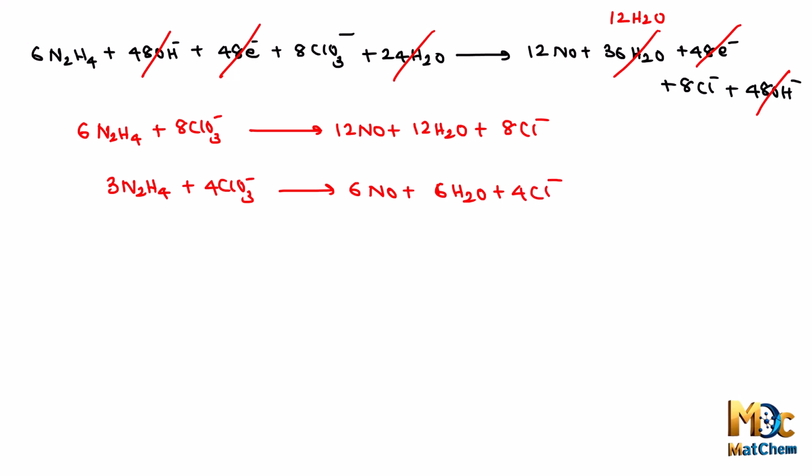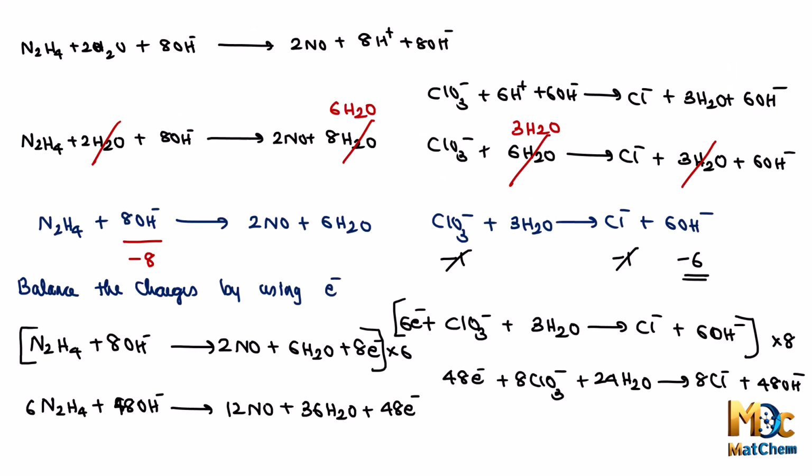Now you can simply check whether the equation is balanced or not. If you check, you can see that here the number of nitrogen is 6, and here the number of nitrogen is 6. Done. Number of hydrogen is 3 into 4, 12. Here 6 into 2, 12. Done. Now chlorine, we have 4 chlorine, we have 4 chlorine. Done. Oxygen is 4 into 3, 12; here we have 6, here we have 6, 6 plus 6 total. So the net reaction is 3N2H4 plus 4ClO3 minus giving 6NO plus 6H2O plus 4Cl minus. Okay, so we have balanced the reaction.